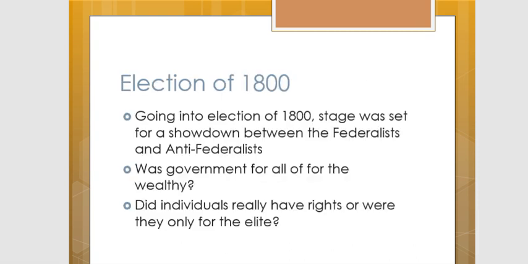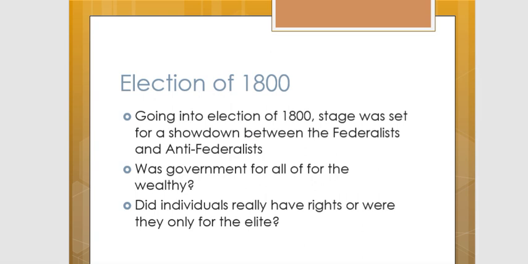So, going into the election of 1800, the stage is going to be set for the showdown between the ideas of the Federalist and the Anti-Federalist. What is going to win out? Are the rights of the people going to win out? Or are the rights of the government going to win out? Was government for all the people or for only the wealthy? Did individuals really have any rights, or was government only for the elite? That's what happened going into the election of 1800.